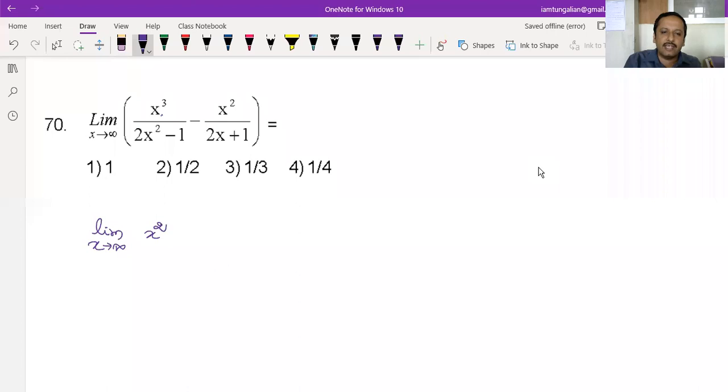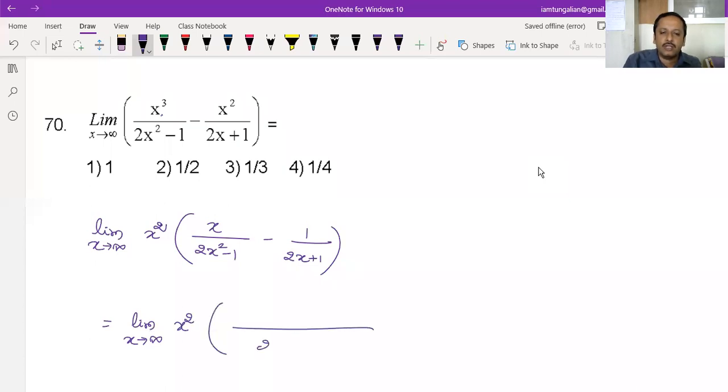So that x square I will take out. Then what will remain here? x divided by 2x square minus 1, minus, since I have taken x square out, 1 by 2x plus 1. That's equal to limit x tends to infinity of x square into the product 2x square minus 1 into 2x plus 1. The numerator will be x into 2x plus 1, minus 1 into 2x square minus 1.